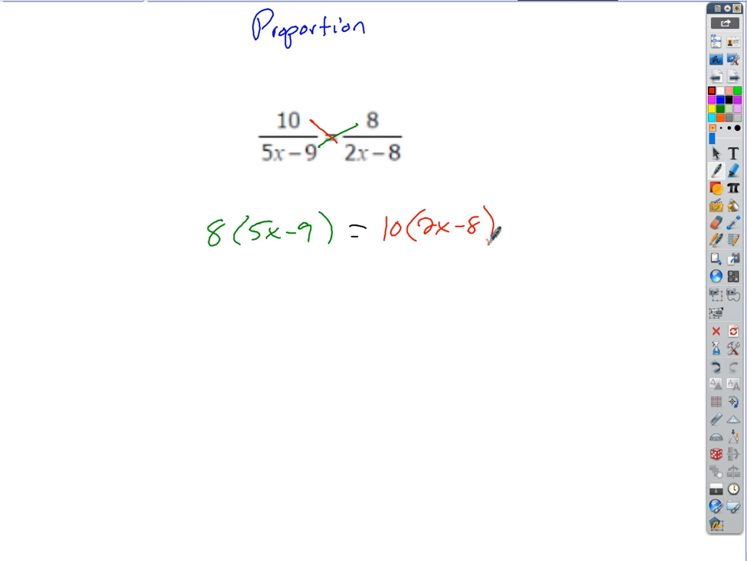Much better, right? Now we don't have fractions. All I have to do is distribute and collect like terms and then isolate, right? I won't even do it right now. But you get the idea? That's the important part, is cross multiply to make it easy. Perfect. Finish. Okay.